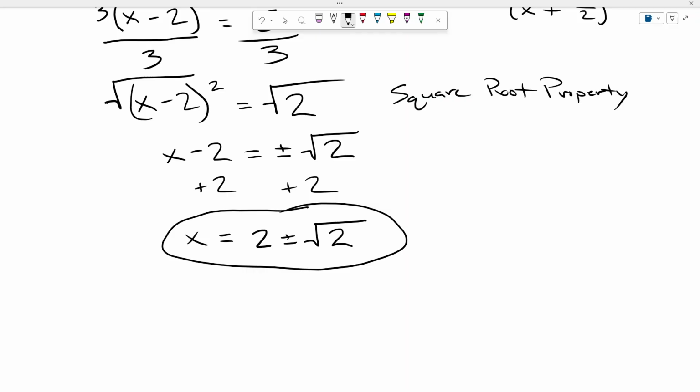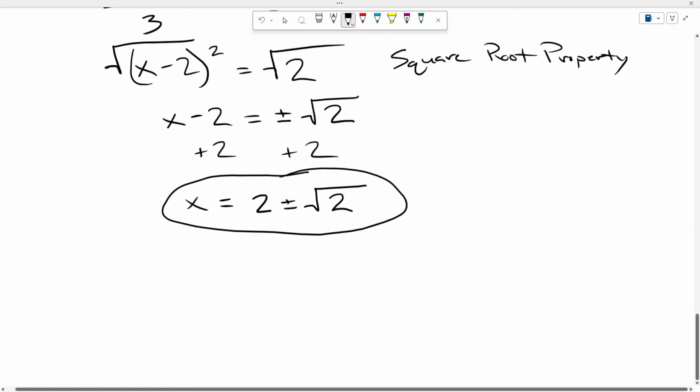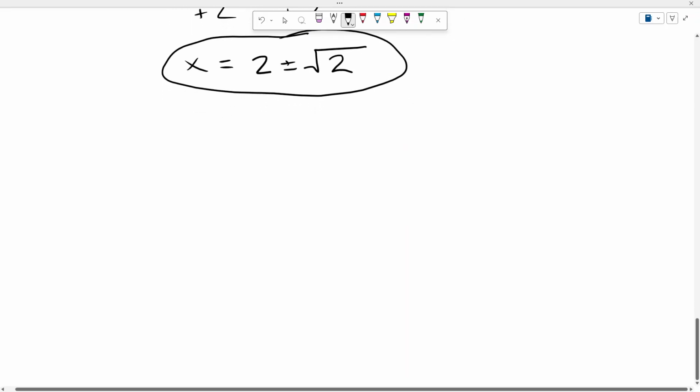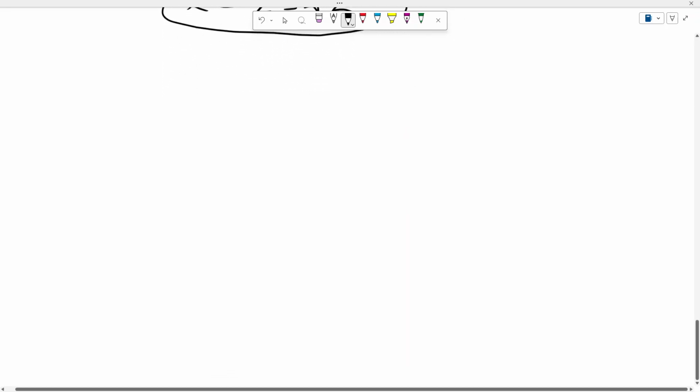All right, and for this next method for solving quadratic equations, it's one you may very well be familiar with, or at least that you've heard of. So this will be now the fourth one that we've looked at. So this will be the quadratic formula.